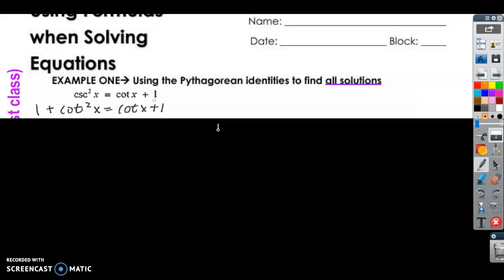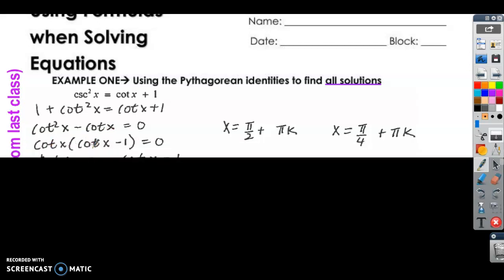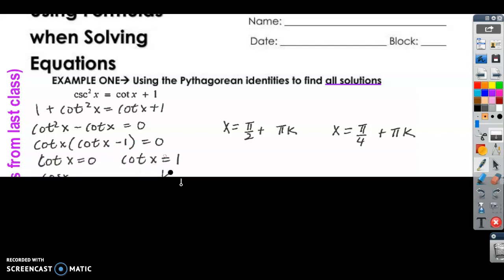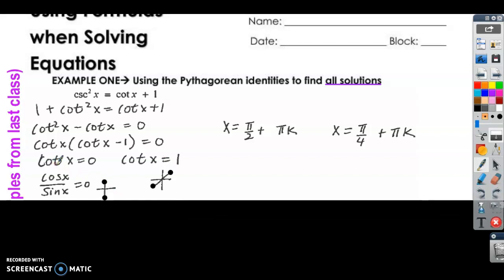So I decided to use the Pythagorean identity cosecant squared equals 1 plus cotangent squared. Substitute that in for cosecant squared. Well, now I've just got numbers and a cotangent squared. So if I throw all of this to one side, the ones are going to cancel. I'm going to end up with cotangent squared minus cotangent equals 0. Factor out a cotangent. Now I have two separate factors that I can set separately equal to 0 and solve. When I solve this one, I get the cotangent of x equals 0. When I solve this one, I get the cotangent of x equals 1.